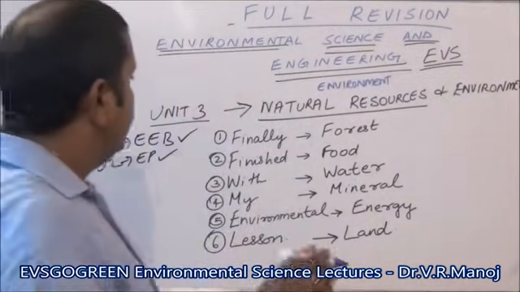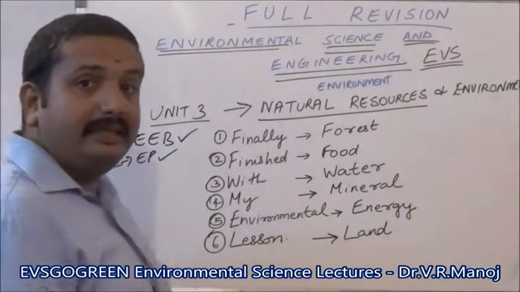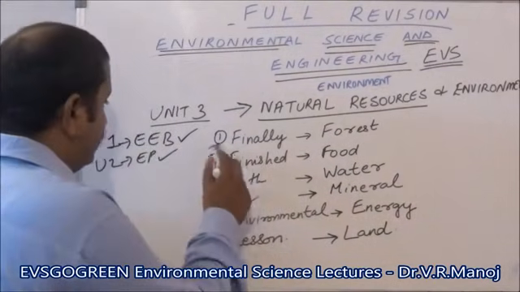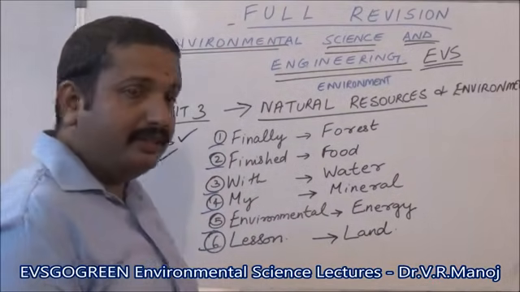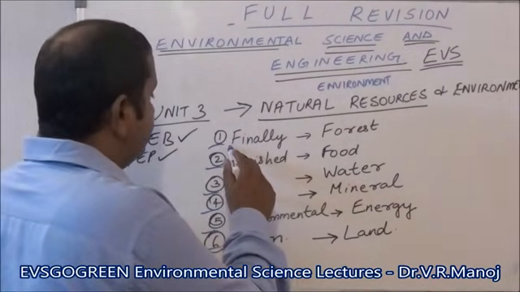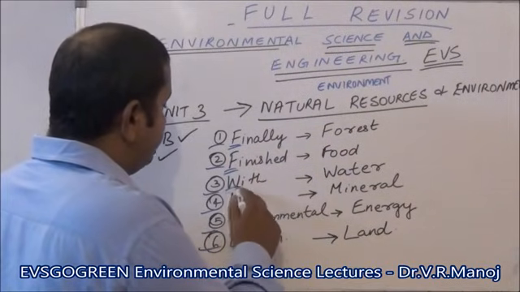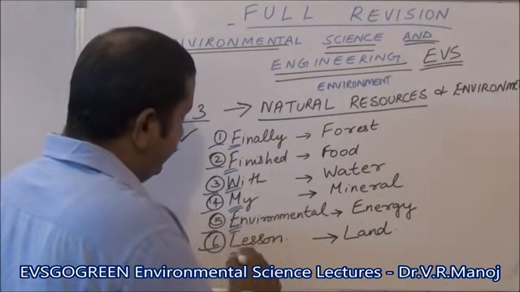Okay. Now, to remember the natural resources, there are 6 natural resources. You will have to remember 6 natural resources. You can easily remember them with the sentence, finally finished with my environmental lesson.